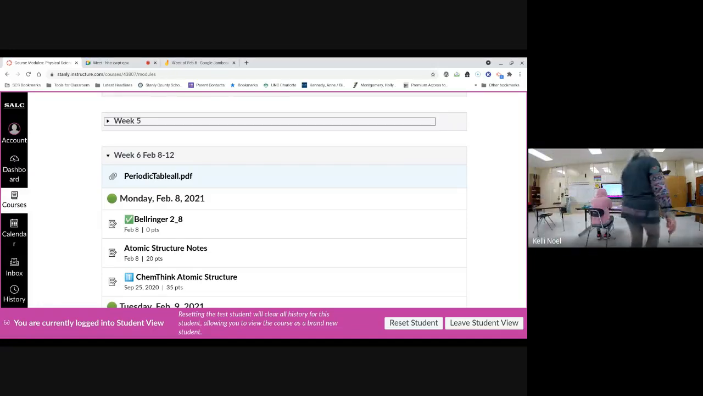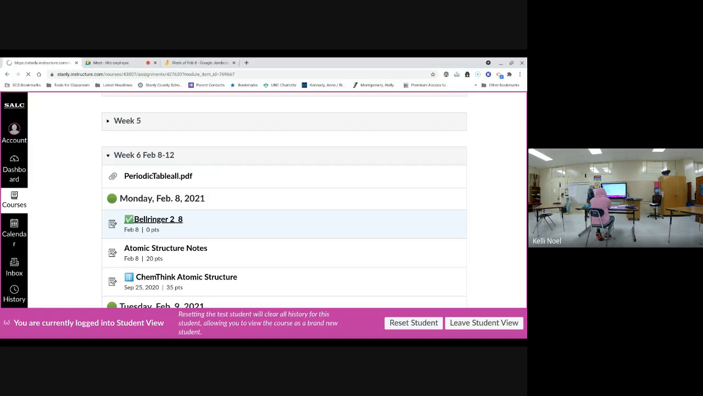So week 6, atomic structure. We're going to be looking at the atom and the periodic table. I've included, if you're working at home and need access to a periodic table, a file that you can have. But I've given you one if you're here that you can keep in your notebook to reference. Today's the 8th, so we're going to look at the bell ringer.